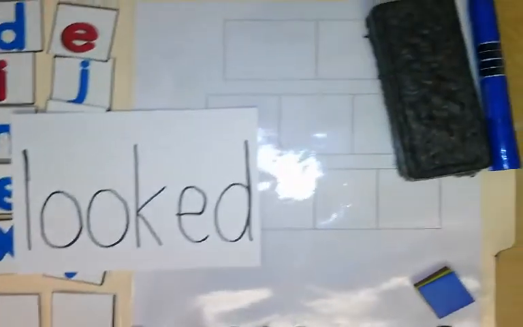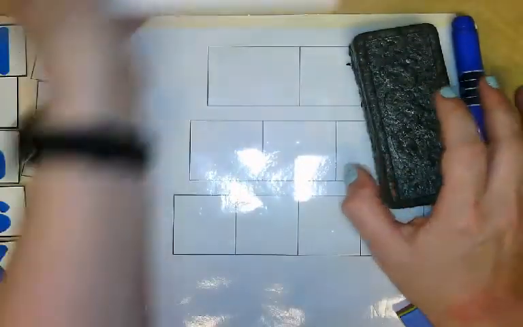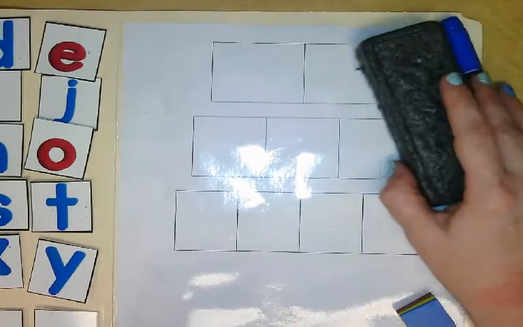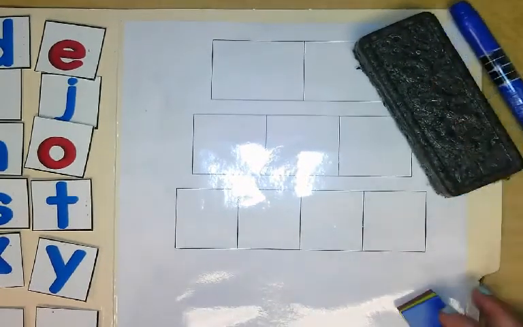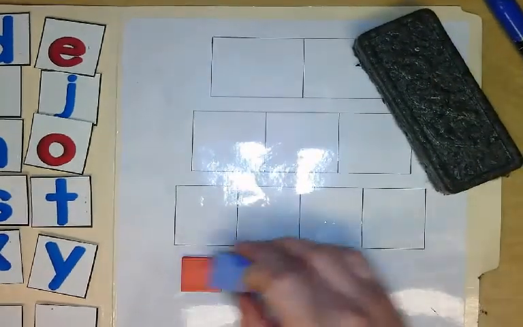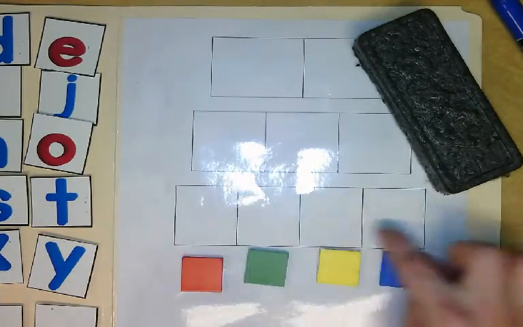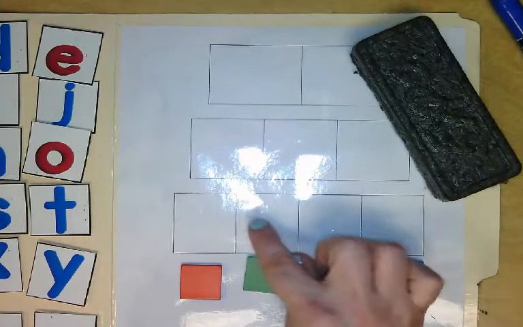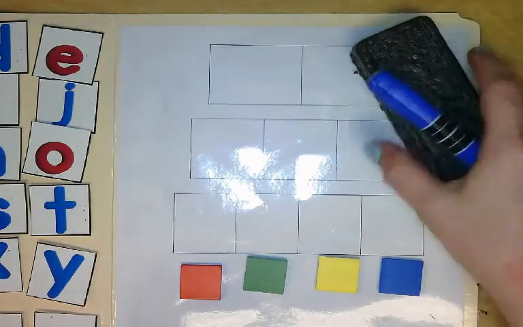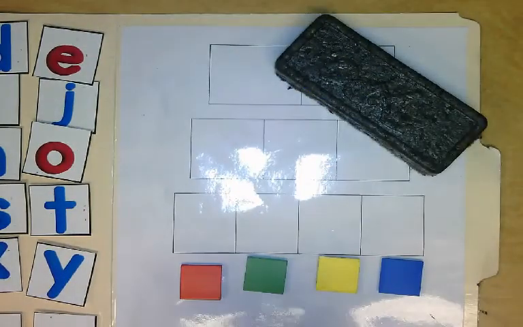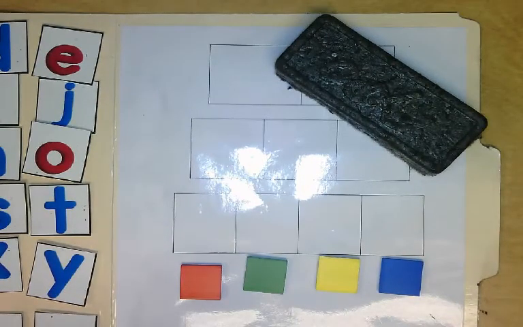All right, we're going to come over here and we are going to look a little bit closer at this word looked. Now the word looked has four different sounds in it. So we're going to be using our boxes down here with the four different boxes for each sound in this word. Go ahead and get your marker out because in just a second you're going to help me write the word looked. And I need you to be writing it at home as well.